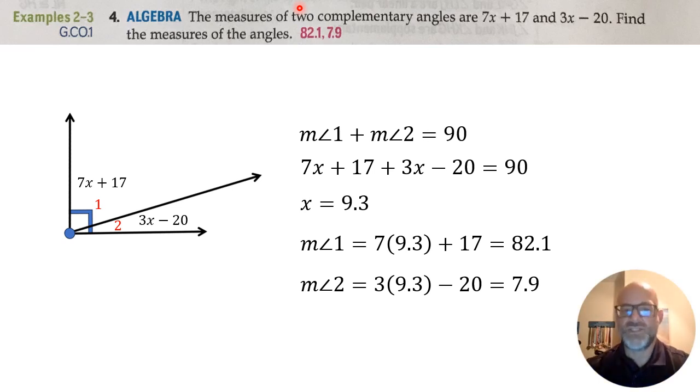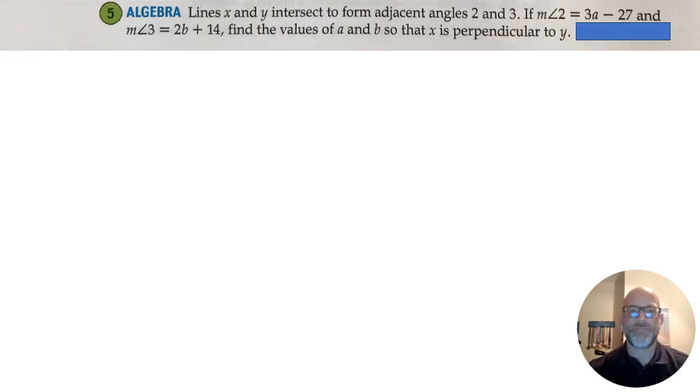No. We just have x, but we want to find the two angles. So we plug x equals 9.3 into the first angle and the second angle. All right, plug 9.3 into the first angle, you get 82.1, and if you plug 9.3 into this second angle, you get 7.9 degrees. Perfect.